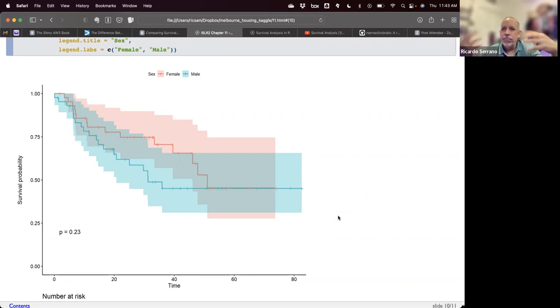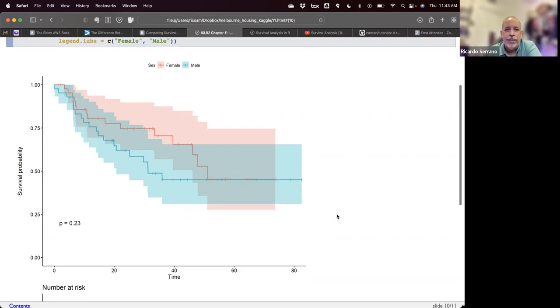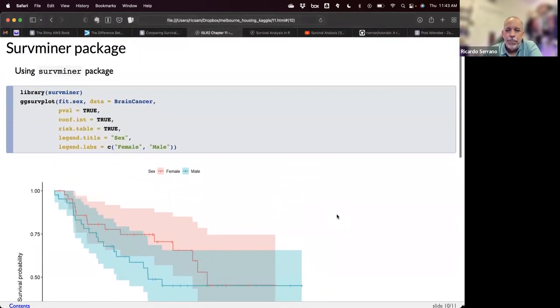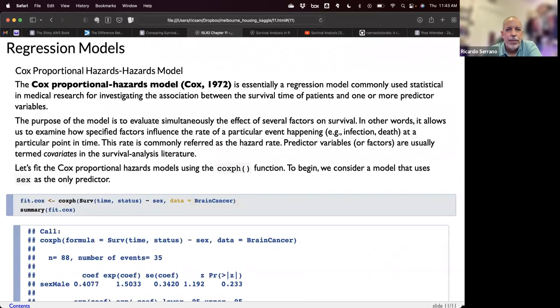And of course, like Jim says, there are other methodologies, parametric and also Bayesian, which are having more acceptance in any field. Okay, so let's keep going.